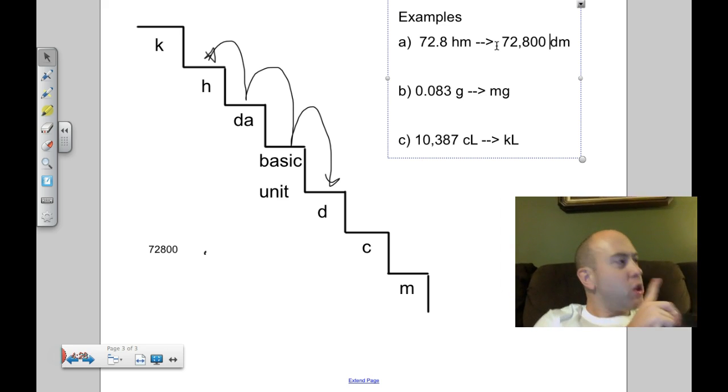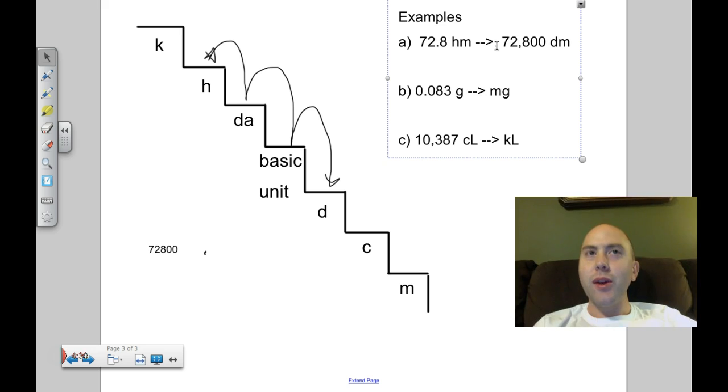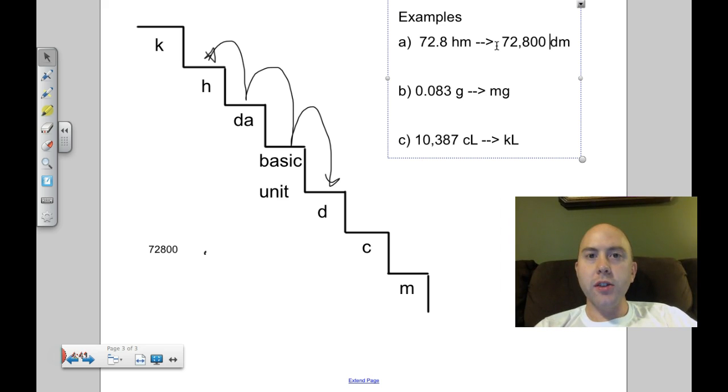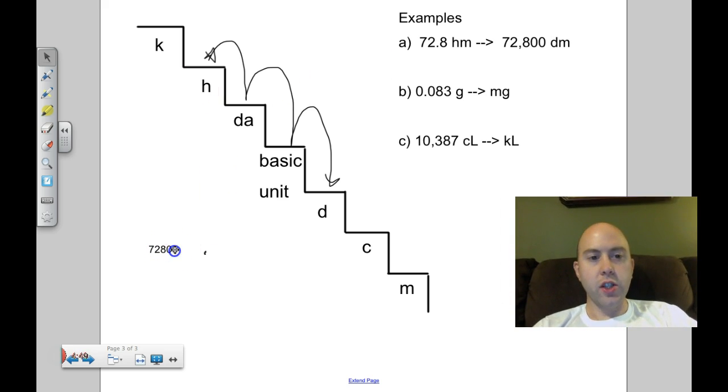So another way of saying that would be, example again, there's 1,000 meters in 1 kilometer. There are 72.8 hectometers in 72,800 decimeters. It's the same length, just different units. Let's look at the next one.